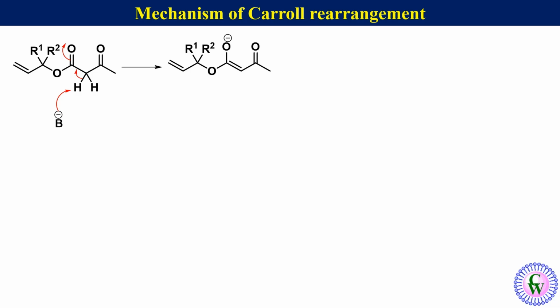Mechanism of Carroll rearrangement. Beta-keto allyl ester has acidic active methylene group. Base abstracts one of the two active methylene hydrogens to produce this enolate that resembles 1,5-diene system and can undergo 3,3 sigmatropic shift.